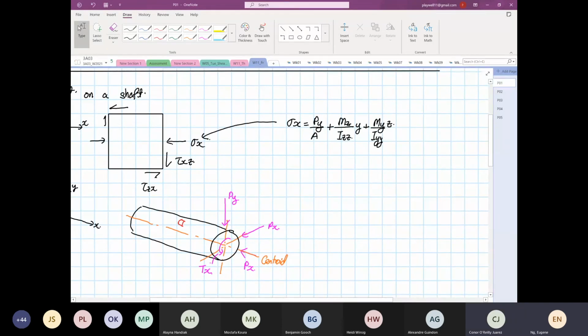Professor, shouldn't it be Px in the stress x equation? You're right. Also in the diagram, I think you labeled Px as Pz. Yeah, I'm sleeping today.